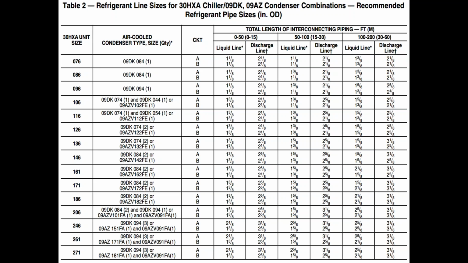So this is just a cut and paste out of the install book, out of the 30HXA. If you're looking for specifics, it's a 30HXA SI20 book. That's just all of our Carrier books for every piece of equipment. There's tons of literature for each thing, but there's two books that you look at a lot.